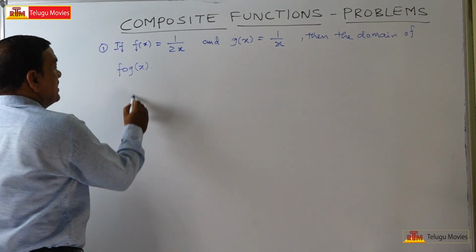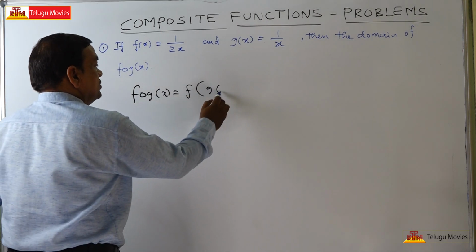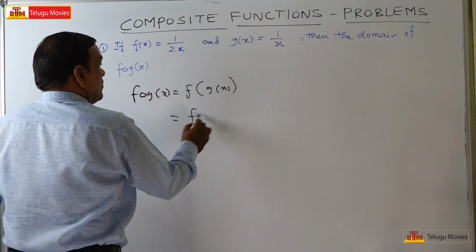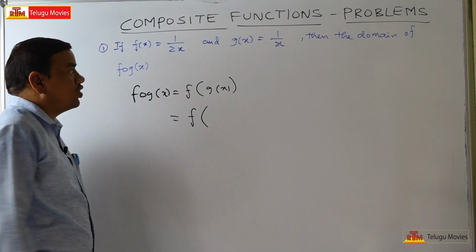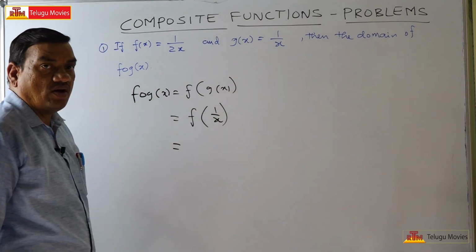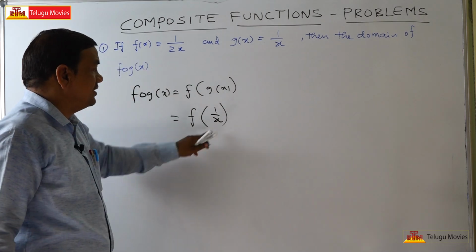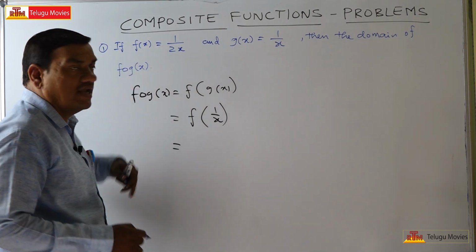What is f circle g of x? By definition, it is f of g of x. g of x is 1 by x. So f of 1 by x means the image of 1 by x under the function f. That means this 1 by x will be taken by f.